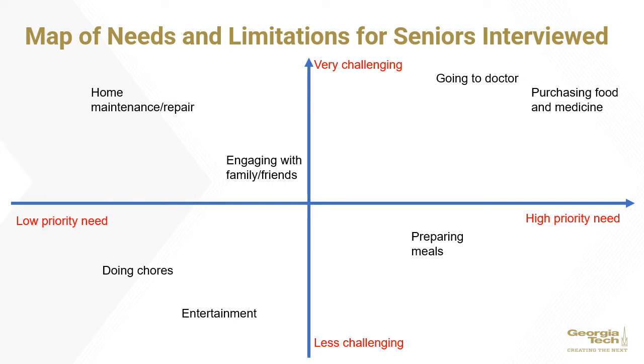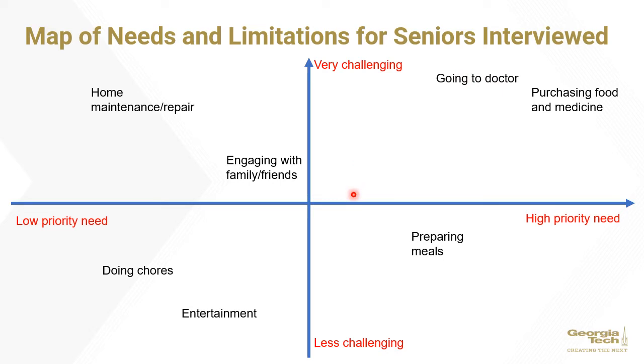Another framework that you can use is a two-dimensional map. In this particular case, I'm showing it as an example demonstrating those seniors that were interviewed. On one axis is the needs, with the high priority needs over here and low priority needs in this direction. And I chose to make the second axis what's challenging, and what's very challenging for them. So then I placed the needs on this map. I put purchasing food and medicine over here because it's both a high priority need and very challenging. It's similar to going to the doctor.